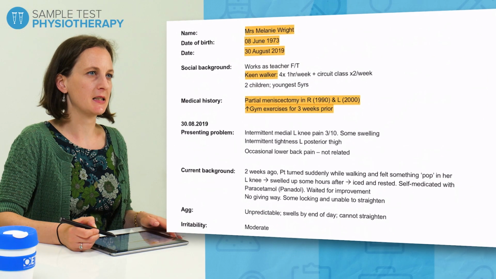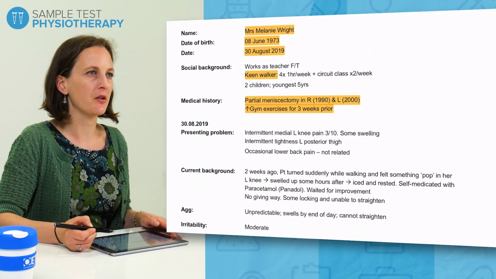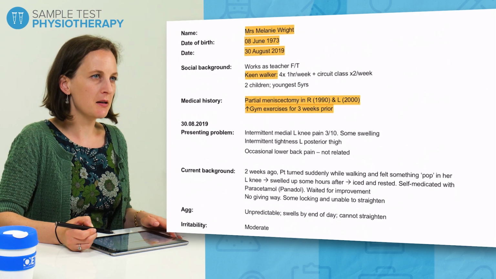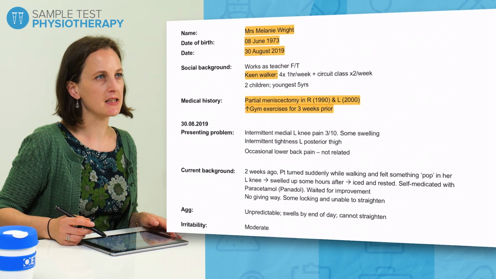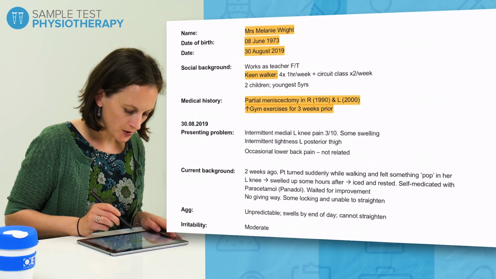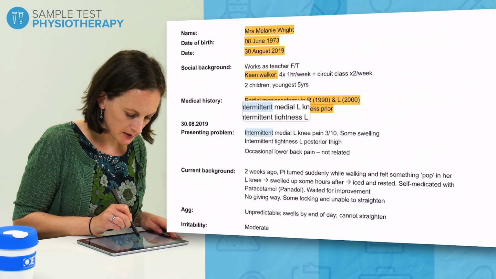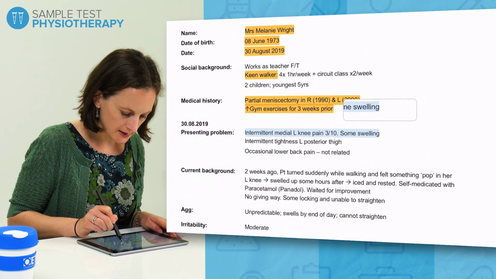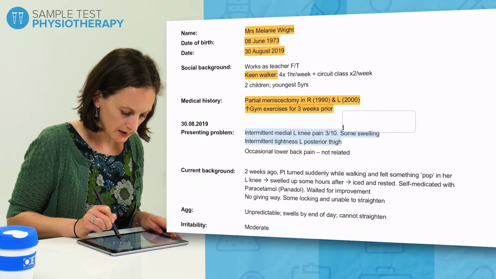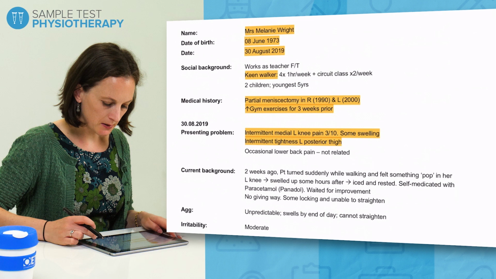Then we come to the assessment section, much of which will read as standard to you as physiotherapists. I skim through this, picking out relevant details that are related to the knee problem. So from the presenting problem, I notice that she's had intermittent knee pain and some swelling as well as tightness, but I omit the occasional lower back pain because this is not related.